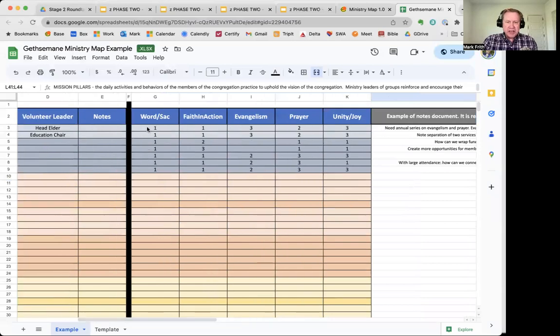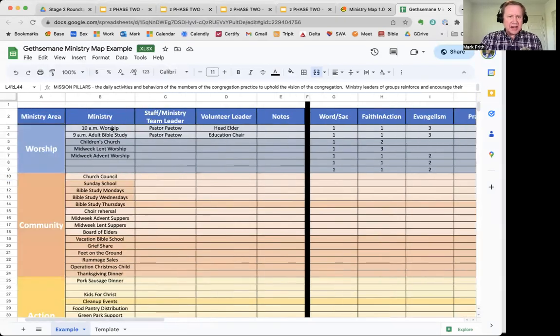And that's why all of these have definition in another document. So for instance, in this, whatever this category is, let's just scroll over and see 10 o'clock worship. Staff leaders, Pastor Pato, and our head elder is the volunteer leader.